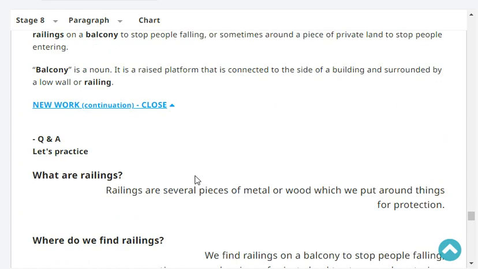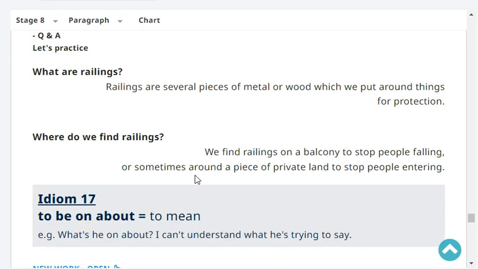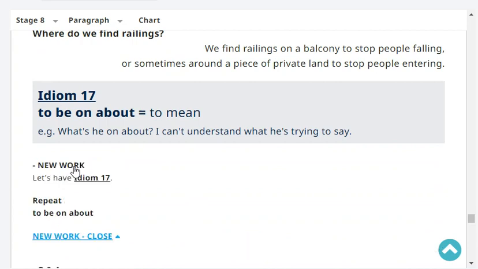Let's practice. What are railings? Railings are several pieces of metal or wood which we put around things for protection. Very good. Where do we find railings? We find railings on a balcony to stop people falling, or sometimes around a piece of private ground to stop people from entering. Very good.